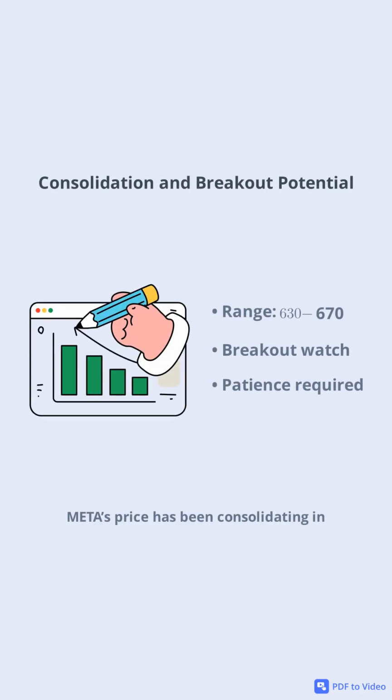Meta's price has been consolidating in a range between $630 and $670 for several weeks. Consolidation phases often precede significant breakouts, as traders accumulate positions and volatility contracts. Watching for a decisive move above resistance or below support can offer high-probability trading opportunities. Patience during consolidation is essential, as false breakouts are common.